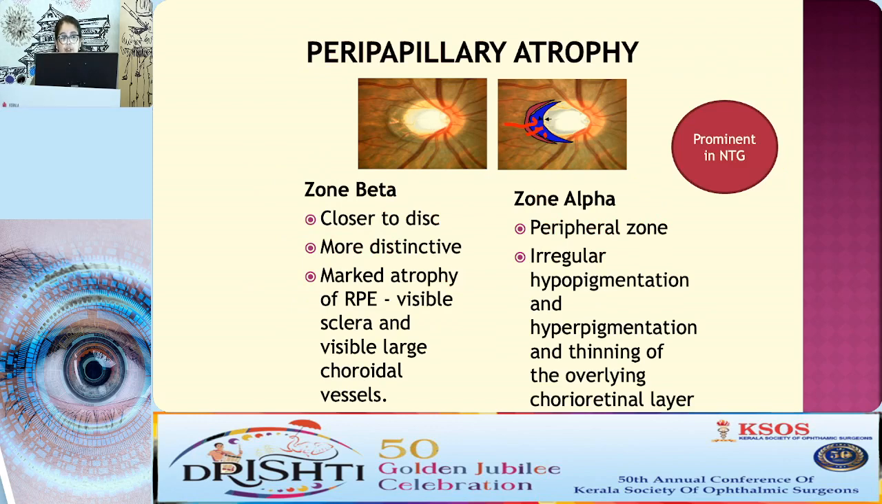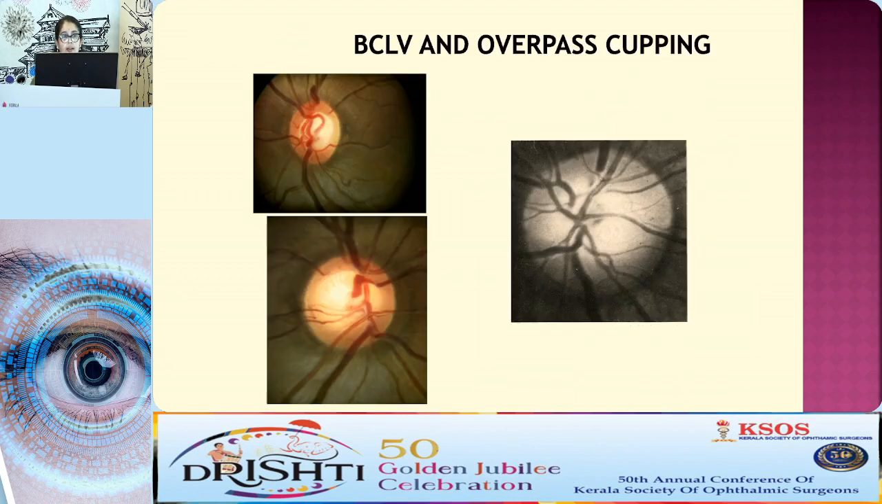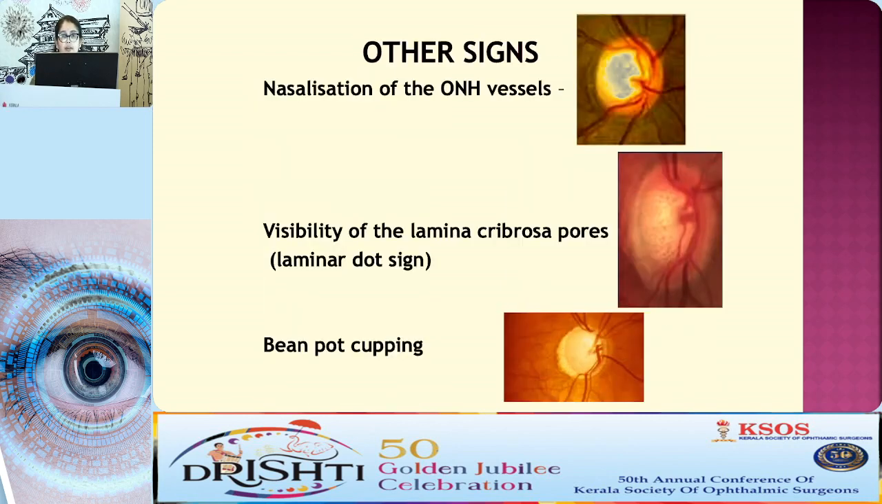Peripapillary atrophy, don't forget the distinctive central zone beta and the peripheral zone alpha, which again is more prominent in the NTG group. Then these signs nobody usually misses, but look out for bayoneting or the double angulation. Look out for the baring; on the top picture, you see the circumlinear, and then on the bottom the vessel has been bared. Look out for an overpass cupping, the typical nasalization, laminar dot sign, and finally the large beanpot cupping.